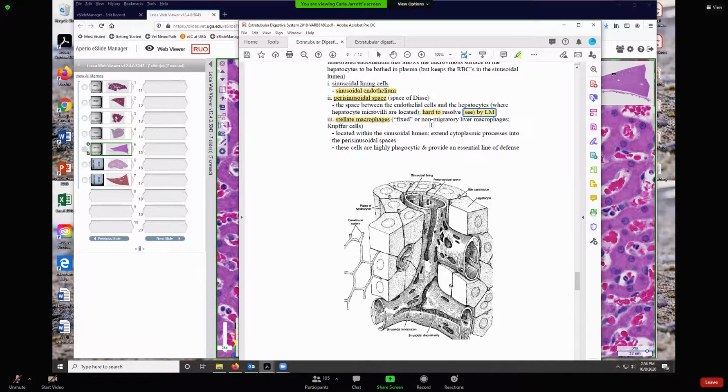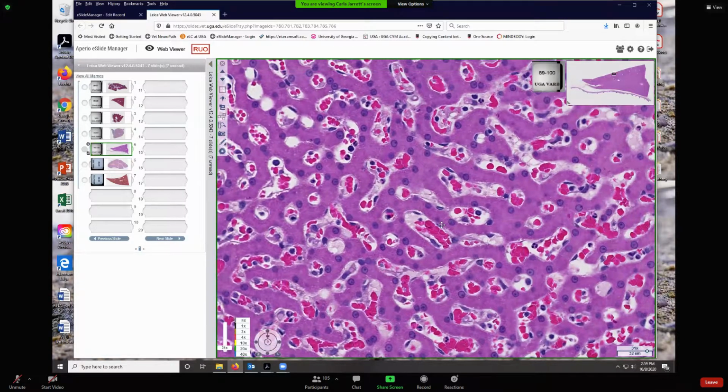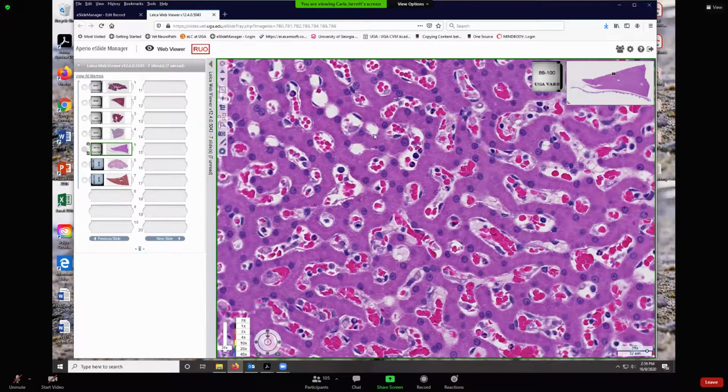There are stellate macrophages, also known as Kupffer cells. Stellate means just star-shaped. There are hepatic macrophages in these sinusoids, and these are permanent macrophages. They're not climbing around. So here's a hepatic macrophage in the sinusoid. Here's a sinusoidal endothelial cell. You can kind of see the perisinusoidal space right there, that gap right there between the nucleus and the hepatocyte. That's probably an endothelial cell, endothelial cell.